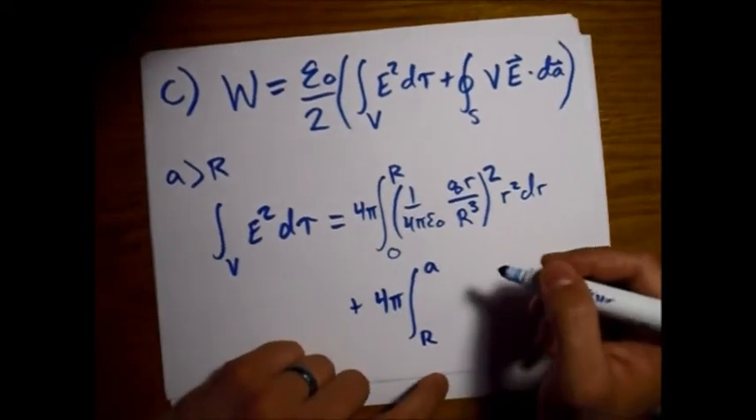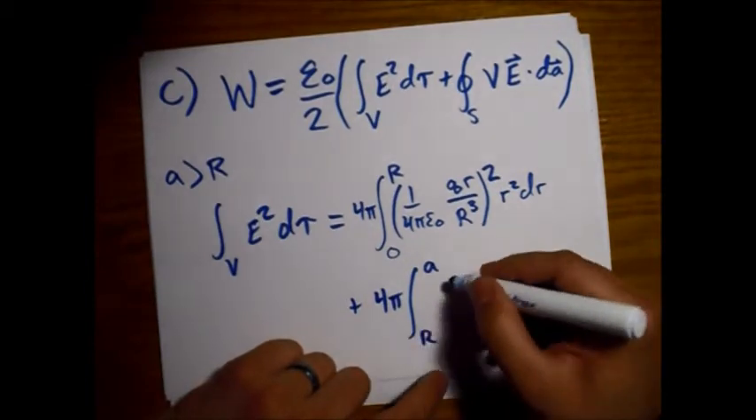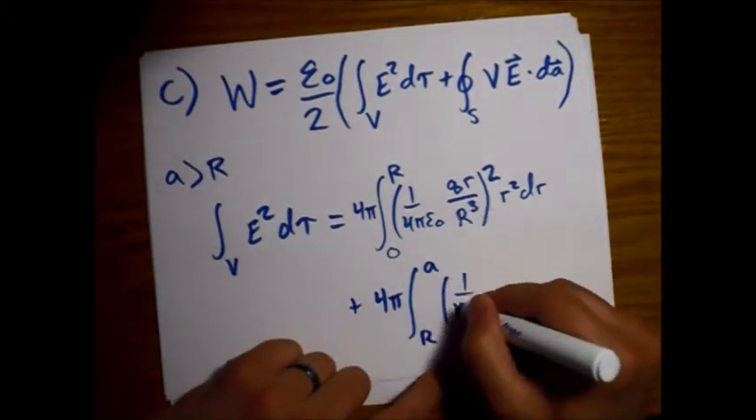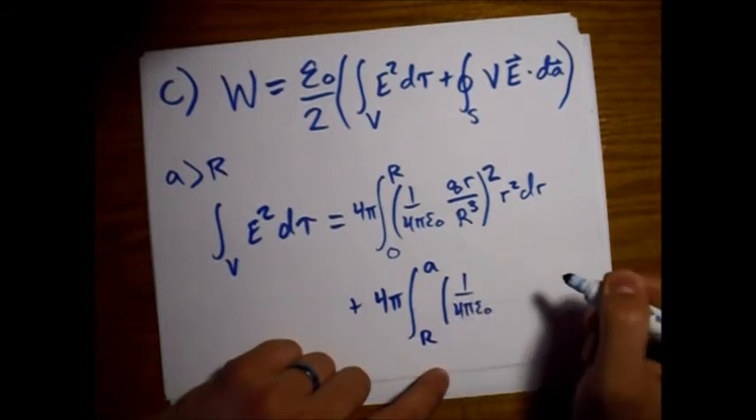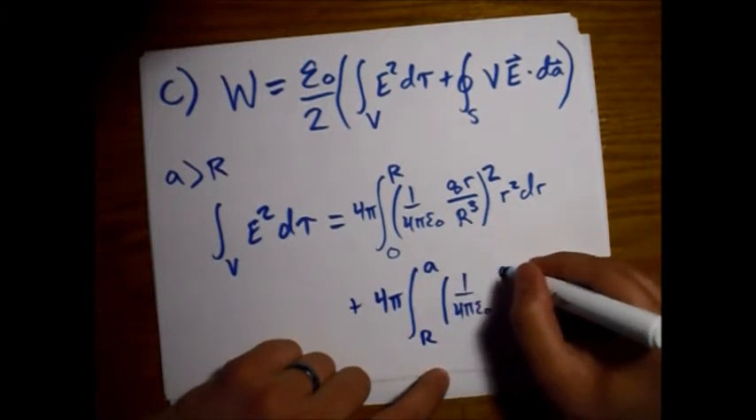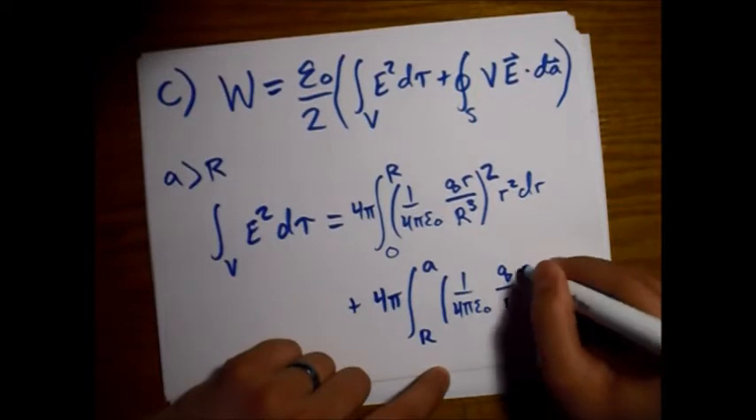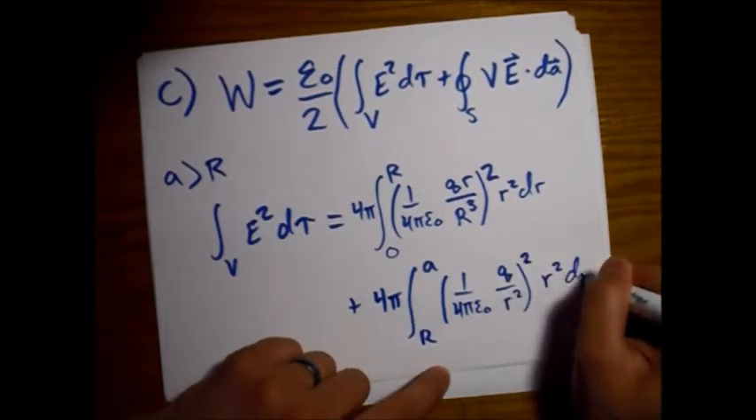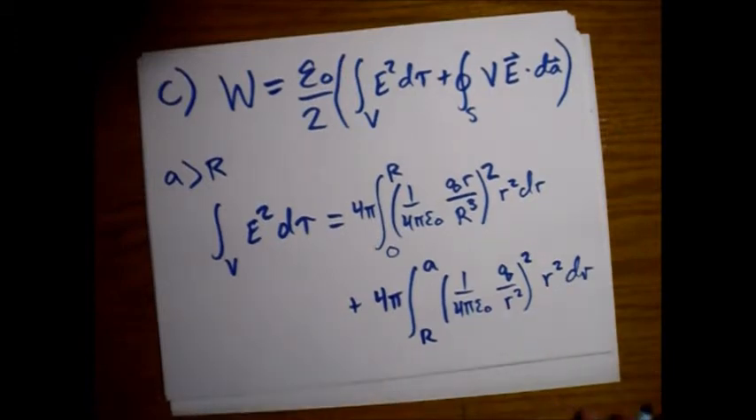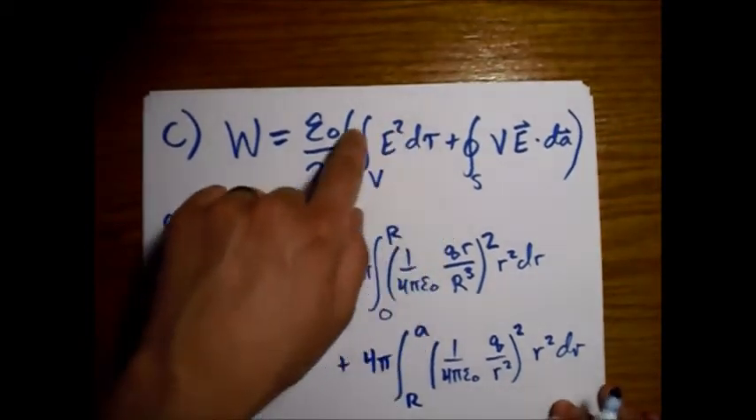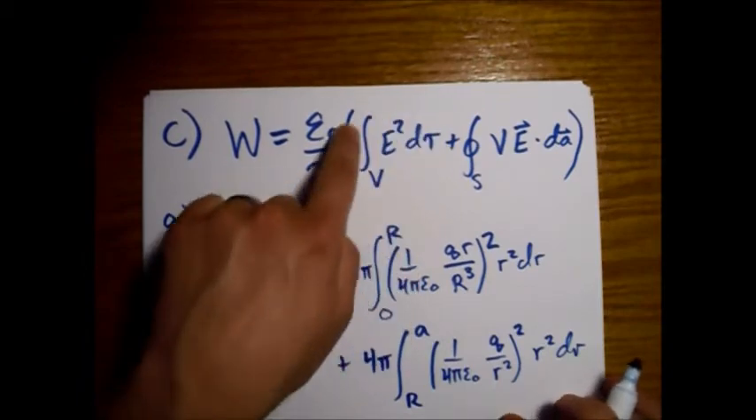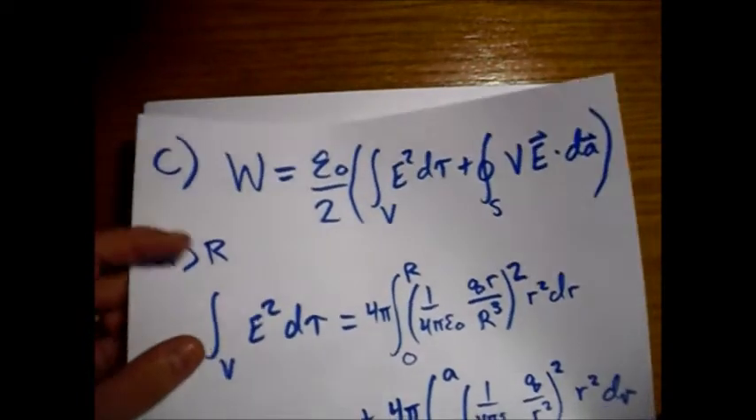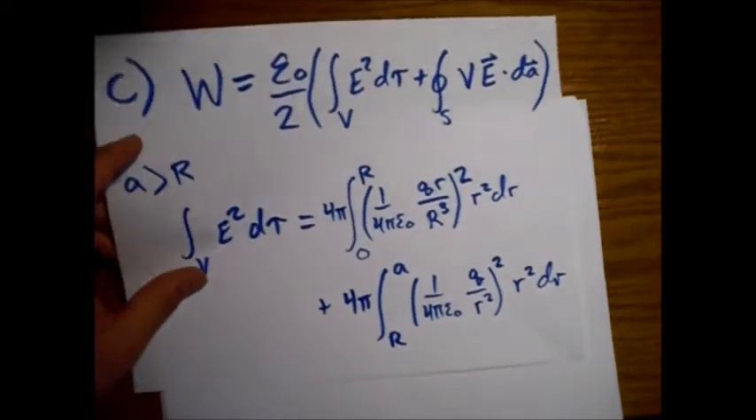Okay? And for this, we'll need the field outside, so 1 over 4 pi epsilon naught, and a q over little r squared. This whole quantity is squared. We have an r squared and a dr. All right. So again, we're just barely getting started with this problem. We're only doing this front integral right here. All right.